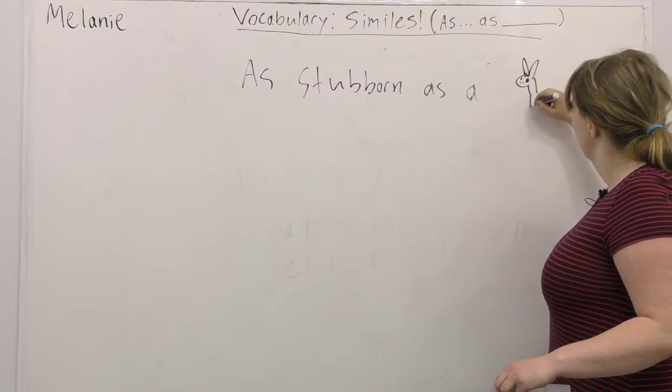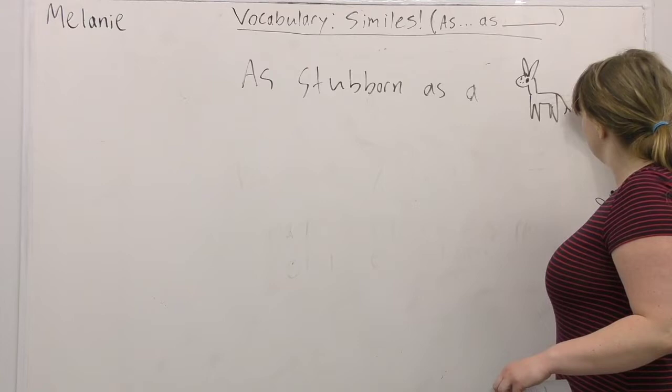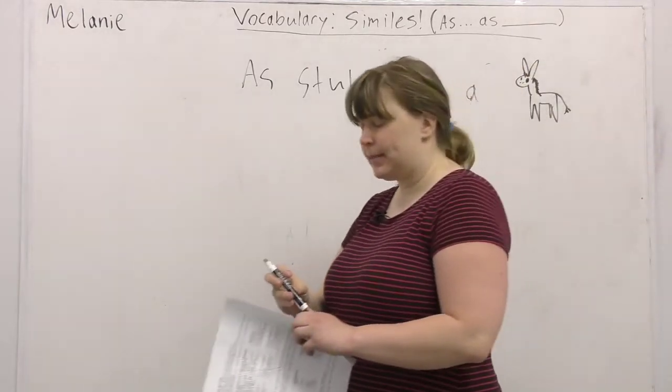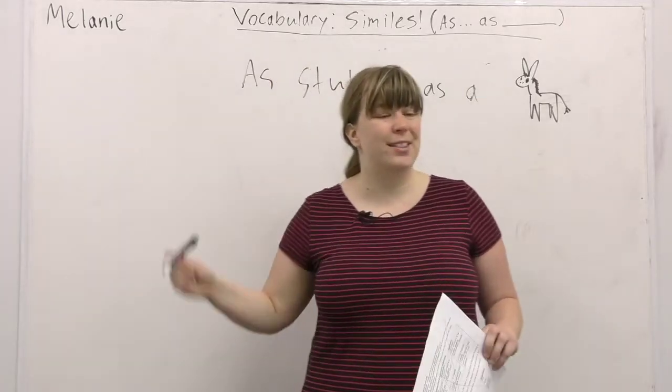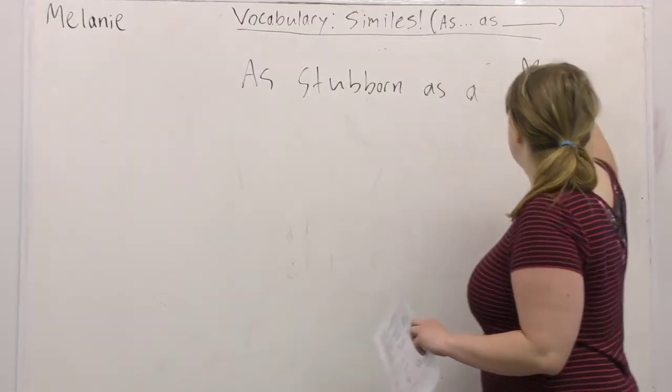This is not a very good picture. It's not a rabbit. I know it kind of looks like a rabbit, but it's similar to a horse. Okay. So this animal, stubborn. So what does stubborn mean?